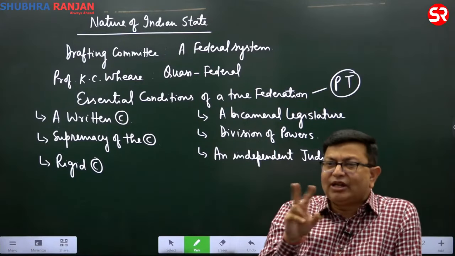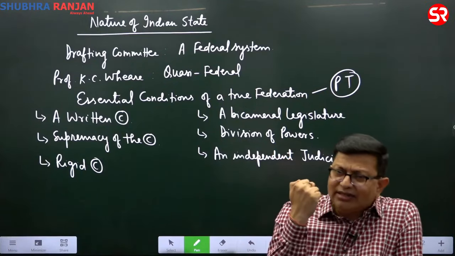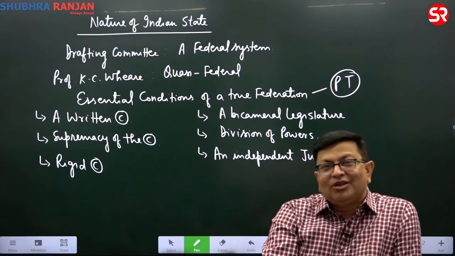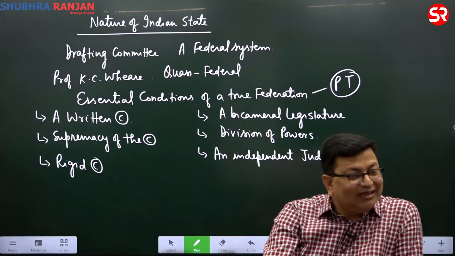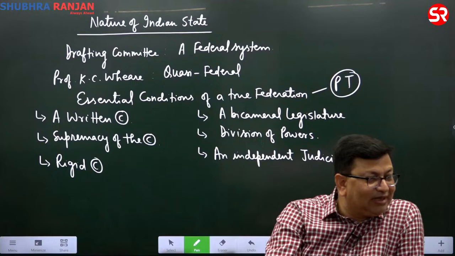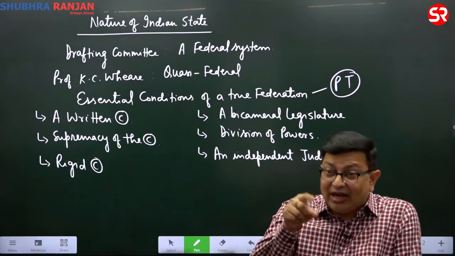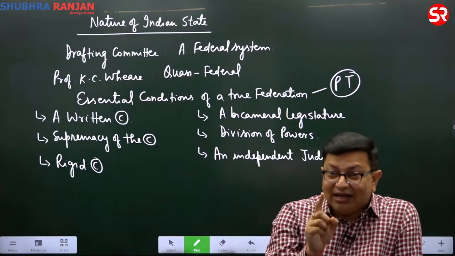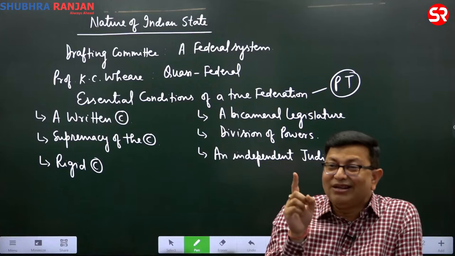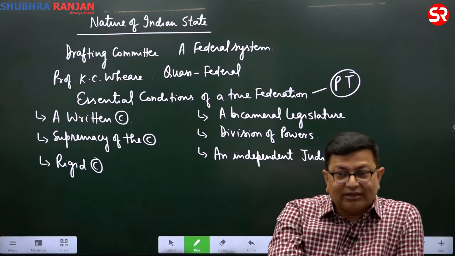We have got division of powers. 3 lists are there: union list, state list and concurrent list. And then the Supreme Court is the arbiter of disputes that may arise between the center and the states or between the states themselves. That is why the drafting committee may have said that India is a federal system. This is the context. Okay, write this down, then we move ahead.